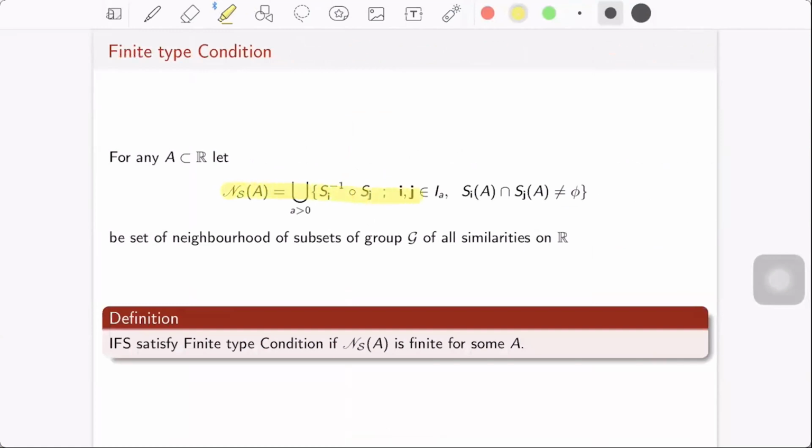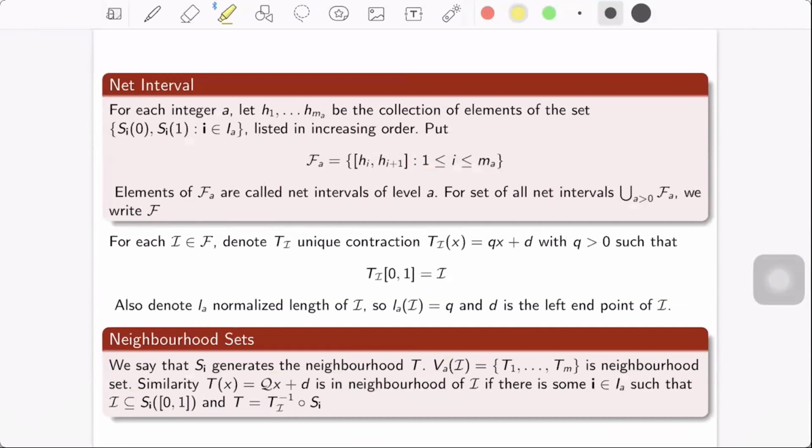For an arbitrary set A in R, let N_A be the collection of neighborhoods from the group of similarities on R^n. We say that the IFS satisfies the finite type condition if N_A is finite for some A. This means that we have a finite number of neighborhoods. Further, I will give an example in which the weak separation condition holds. Also, there are a finite number of neighborhoods.